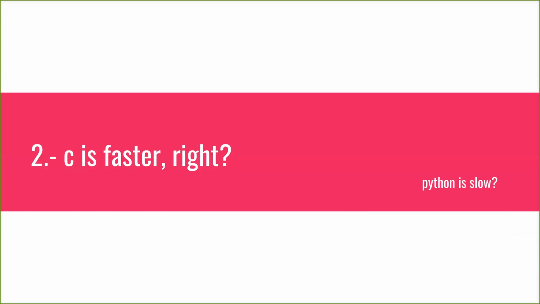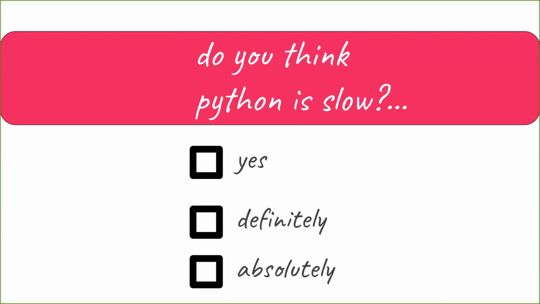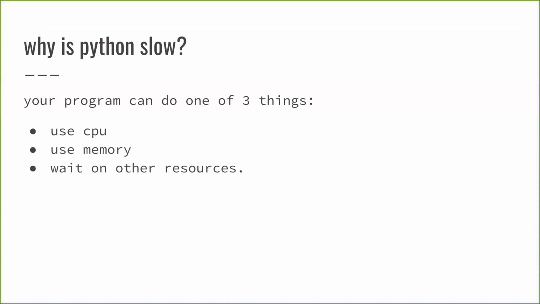The other one is this one, right? C is faster, right? So this is another way of saying Python is slow. This is like in every survey, when everybody asks you, do you think Python is slow? They give you 3 answers. Yes, definitely, absolutely. And I don't want to debunk this myth that Python is slow, because yes, Python is slow, but I want to make sure that we understand what kind of slow it is. Your program usually is doing one of 3 things: using CPU, using memory, or waiting on other resources that are using CPU, memory, or waiting on other resources. So this is kind of how things work.